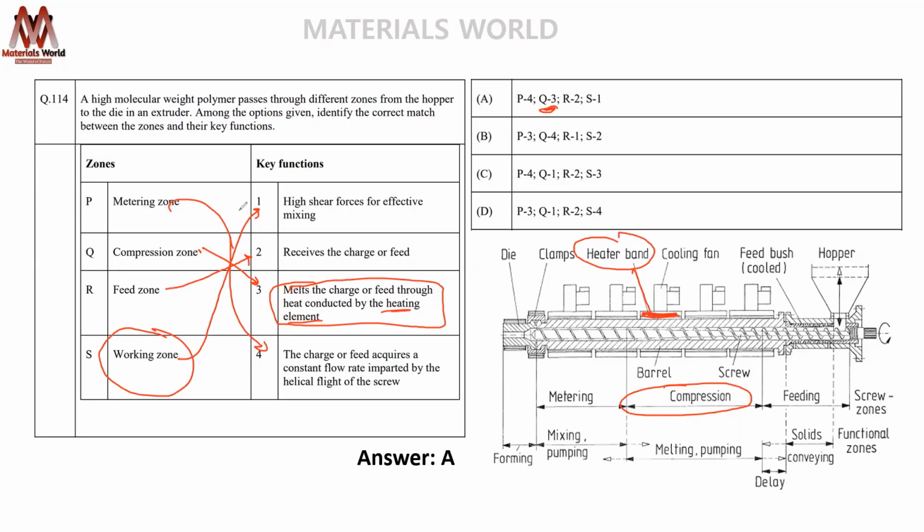So this was a little bit tricky question, and if one doesn't remember where the heating element is present, it's very easy to fall for this trap, thinking the compression zone will give you high shear. The working zone is quite a new concept. It is not commonly used in books, but it is there. The working zone means the section of your extruder where high shear forces are applied.